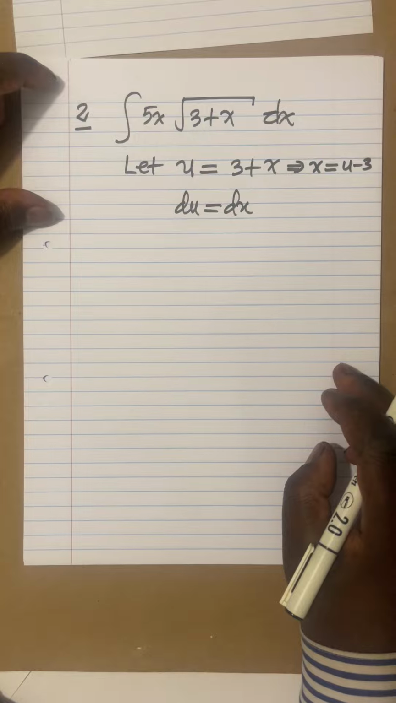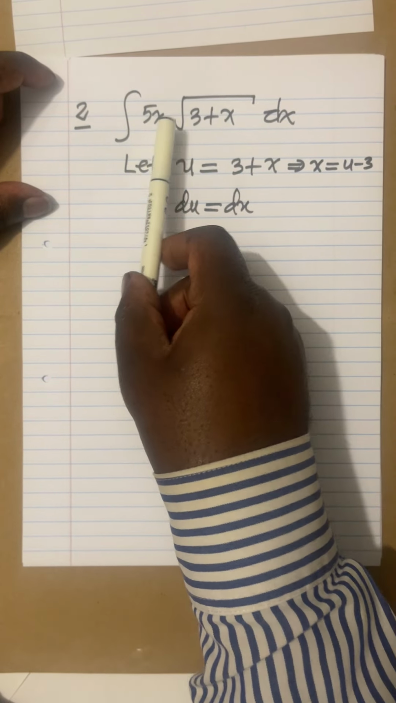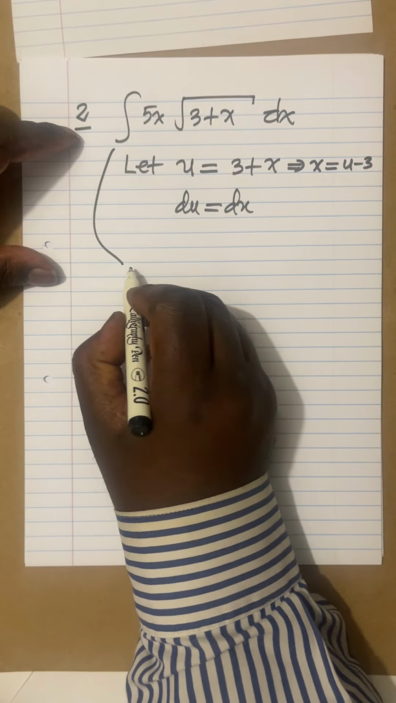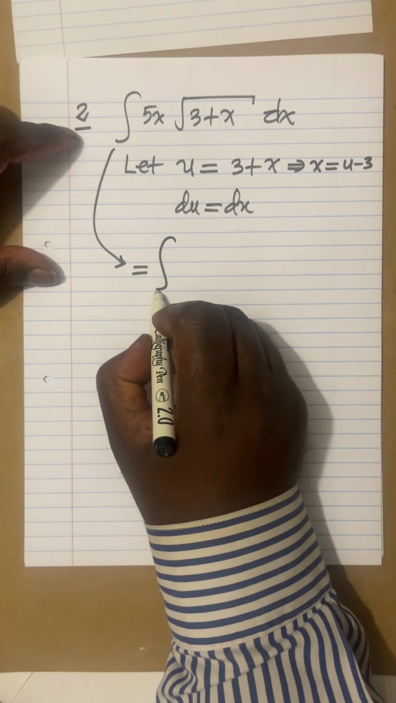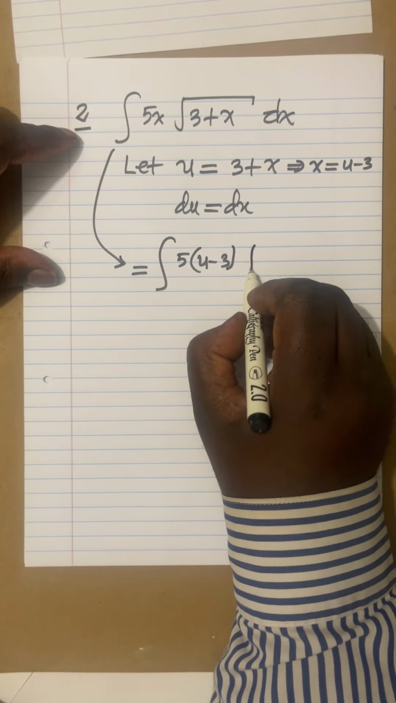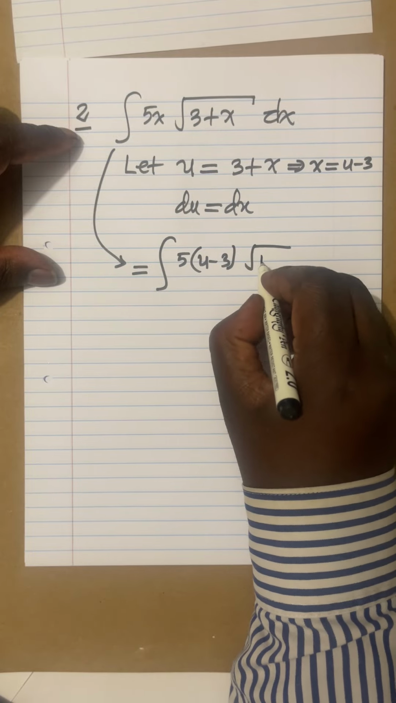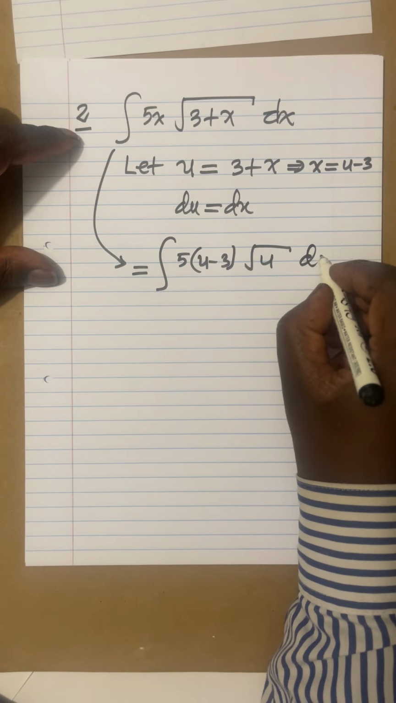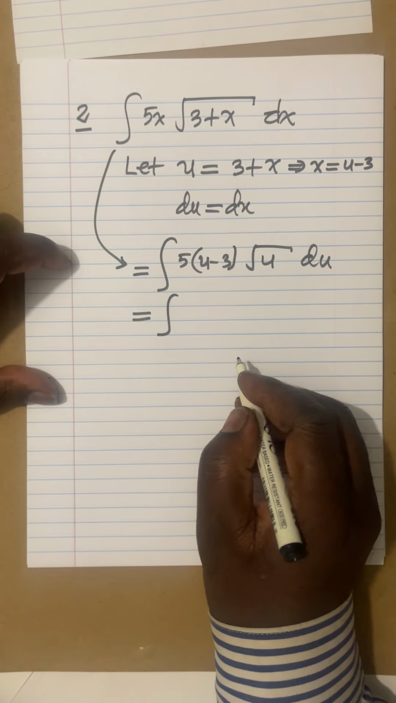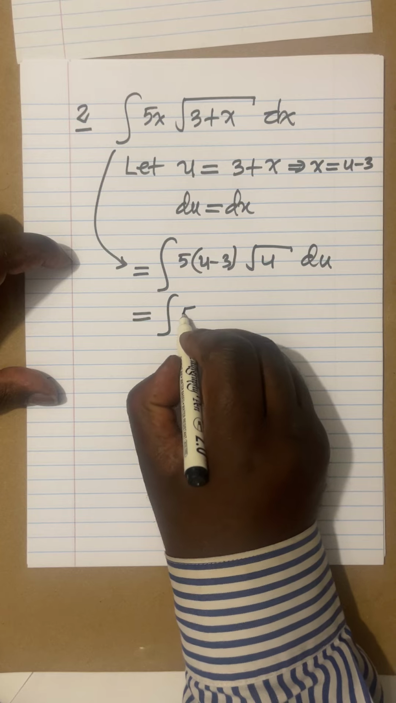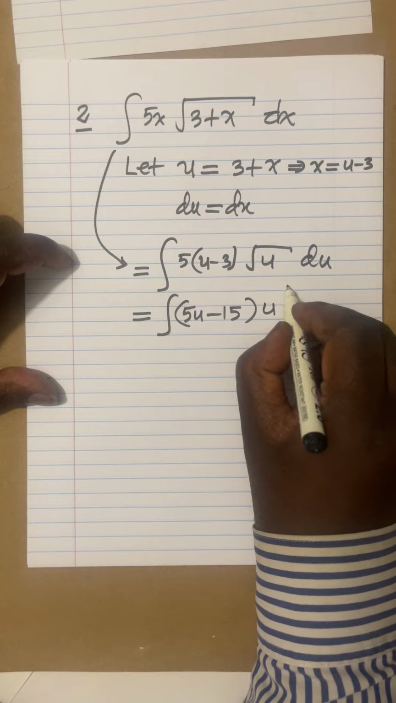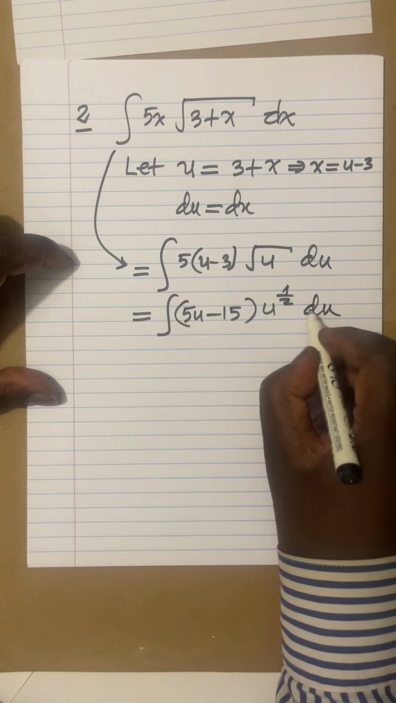So I perform triple substitution actually. That has to go, that expression has to go, and that has to go. So this integral then changes to the integral of 5. Remember, x is now u minus 3. And then square root of, remember 3 plus x is u, and dx is du. And this can be rewritten as the integral of 5u minus 15, and outside here I have u to the power half. Remember, that's square root of u du.